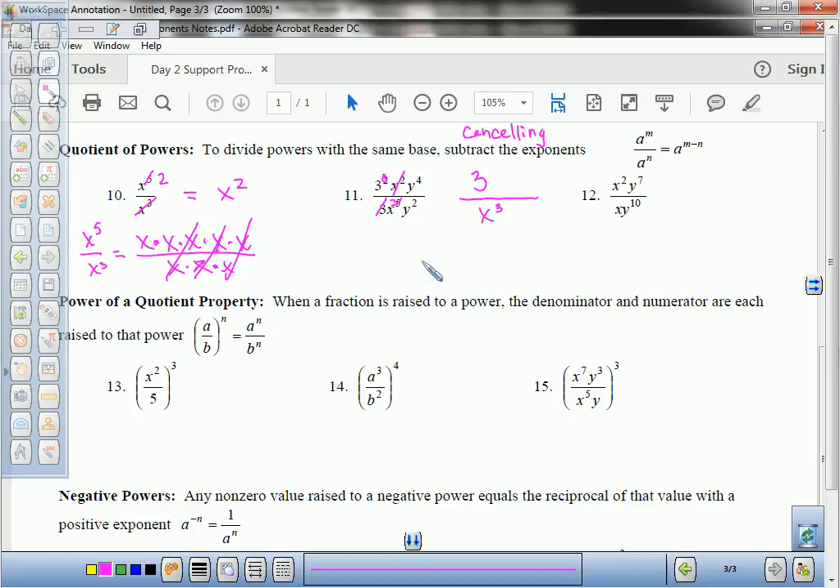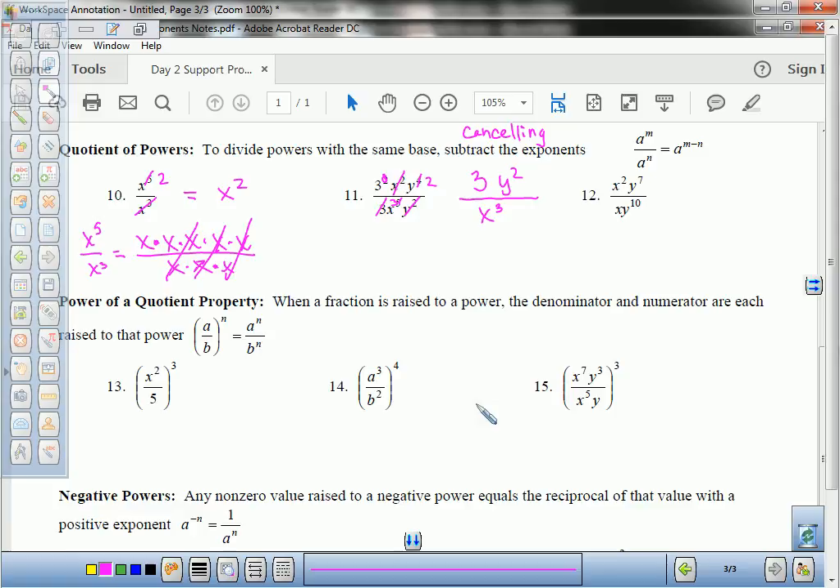Now let's cancel our y's. This means we have 4 y's. This means we have 2 of them. So 2 of those will cancel with 2 of those and leave 2. So it leaves us a y squared in the numerator. And that's our answer.